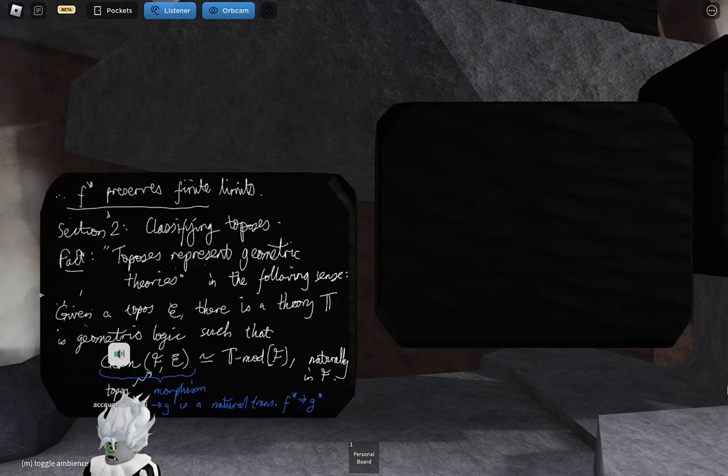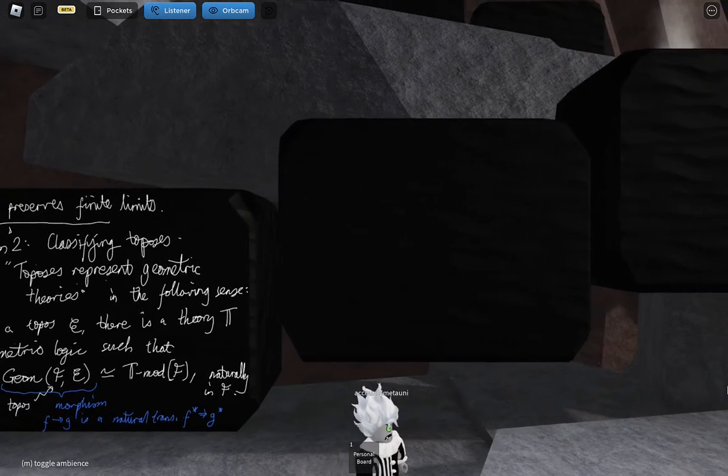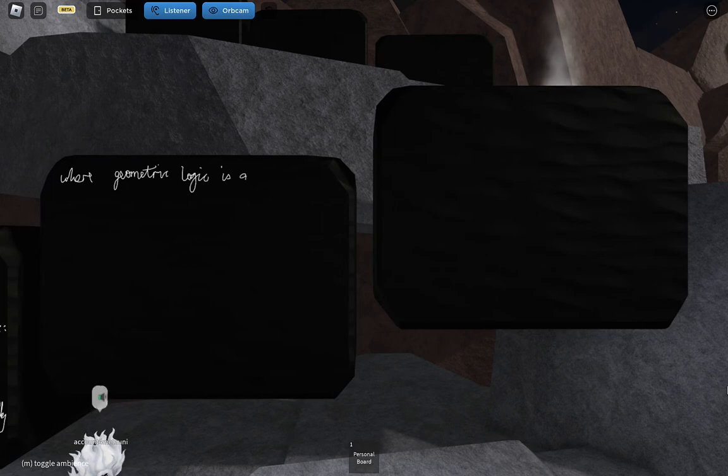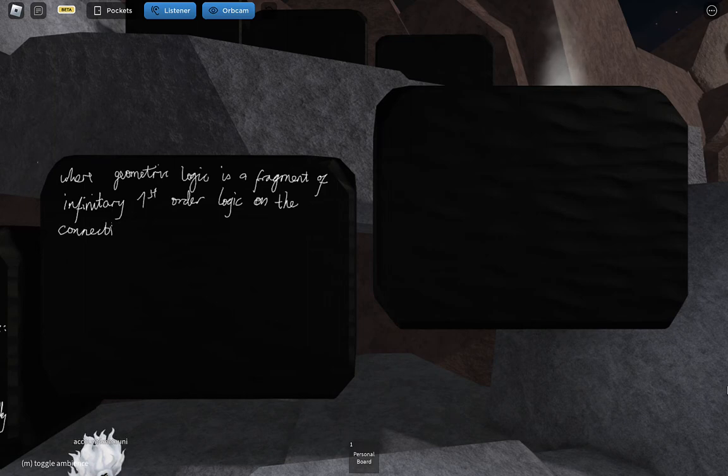The next thing I should tell you is what geometric logic is. So this is a fragment of infinitary first order logic. Geometric logic is a fragment. Since this is essentially a logic meeting more than a category theory one, I'm hoping that I can talk about first order logic fairly informally. Yeah, that would be fine. First order logic. I guess we haven't seen the infinitary aspect that much, so I'd be interested in that.